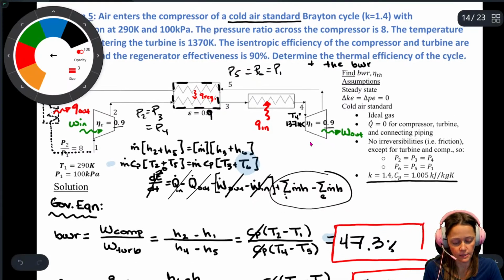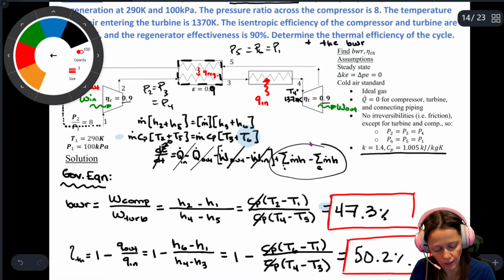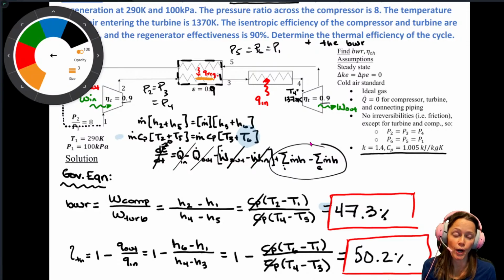The other takeaway message is if you look at your equation for the thermal efficiency, you have 1 minus Q out over Q in. You have a Q in right here, but because it's not going into or out of the cycle, it's not included in that thermal efficiency equation. Q in and Q out are only for heat transfer into the cycle itself or out of the cycle. That Q regen is just heat moving around within the cycle. You're just moving heat around to where it's more useful and works for you.